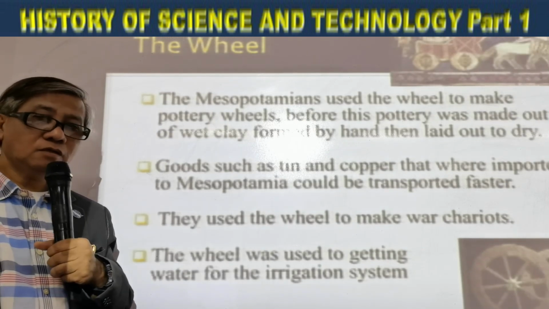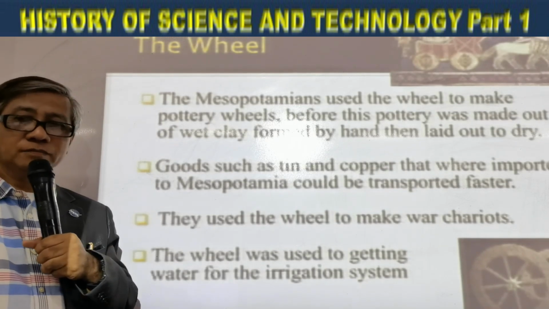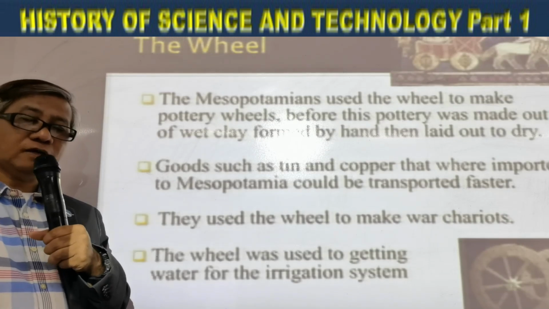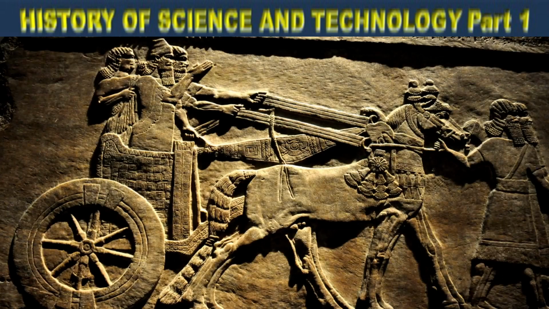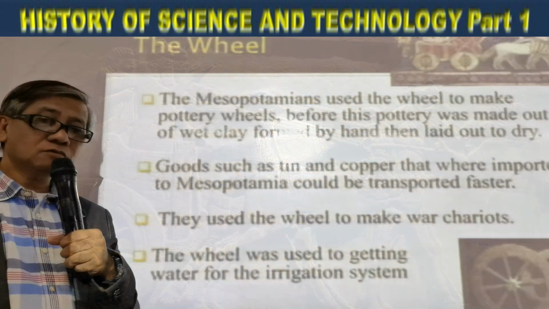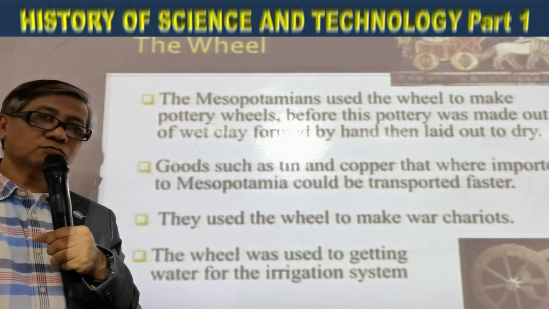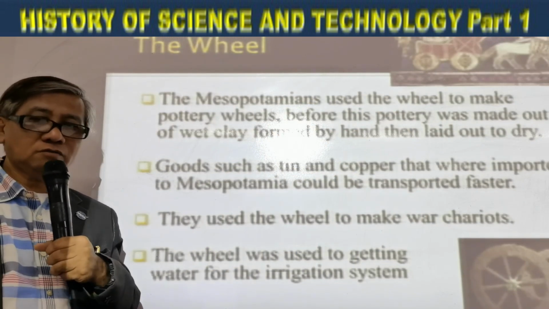And because of the wheel, goods such as tin and copper and bronze that were imported to Mesopotamia could be transported faster. Bakit? Kasi nakagawa sila ng mga chariots. They used the wheel to make chariots. No, yung may gondola na may gulong na hinihila ng kabayo. And they used that also during wartime, no, in the expansion of the Mesopotamian Empire. So gumawa sila ng mga war chariots.